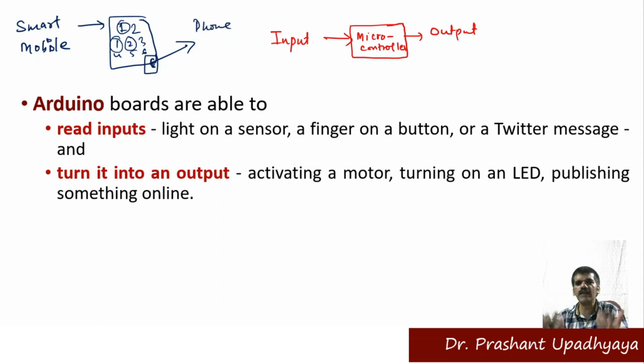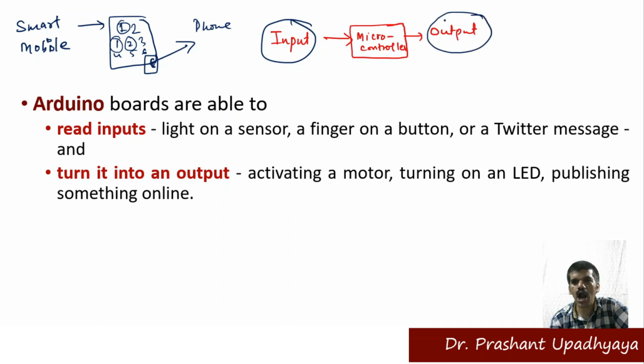So what is the output you are getting? On a touch panel you are dialing a number, and as an output you are ringing someone. You are making a call to someone. Is it clear? So in an Arduino UNO board, we have to give the input, and that input will go and be processed in the microcontroller, and then you are going to get your output.